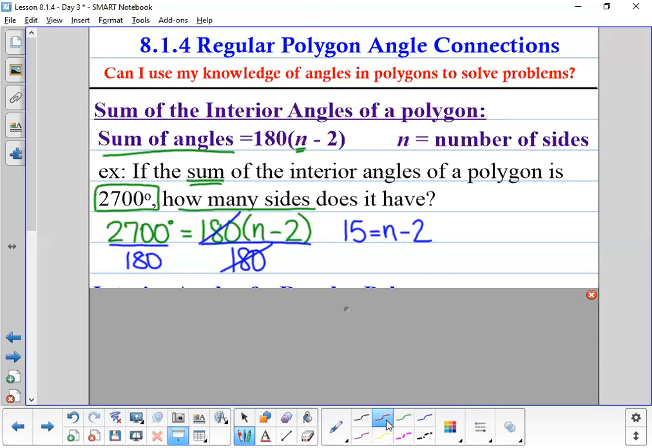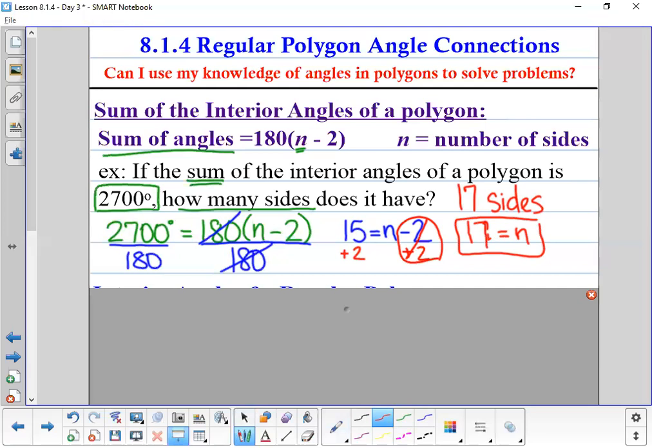Now to get n by itself, it's being subtracted by 2. So I'm going to add 2 because that will zero out the minus 2. If I add 2 to the right, I have to add 2 to the left. And that gives me 17 equals n. So that means that my shape has 17 sides. This is an example of using the sum of the interior angles to solve for the number of sides.